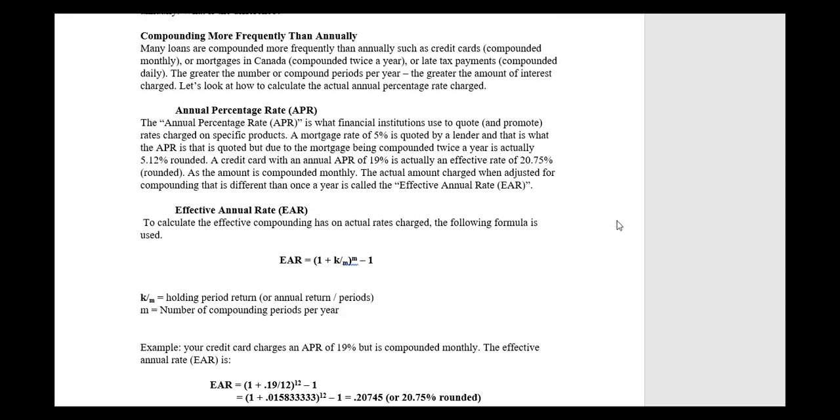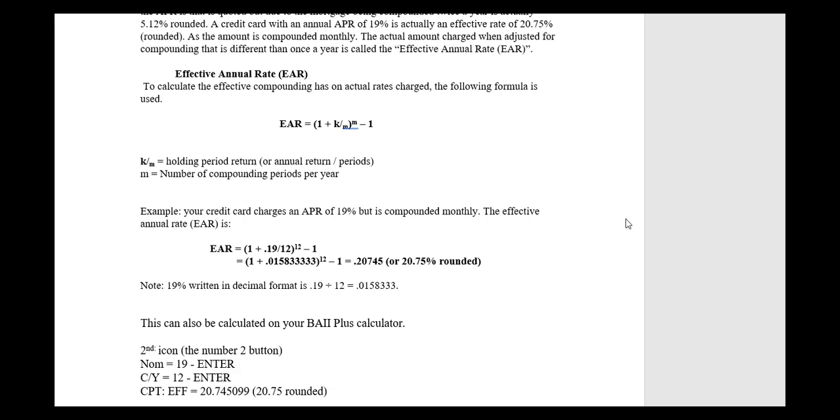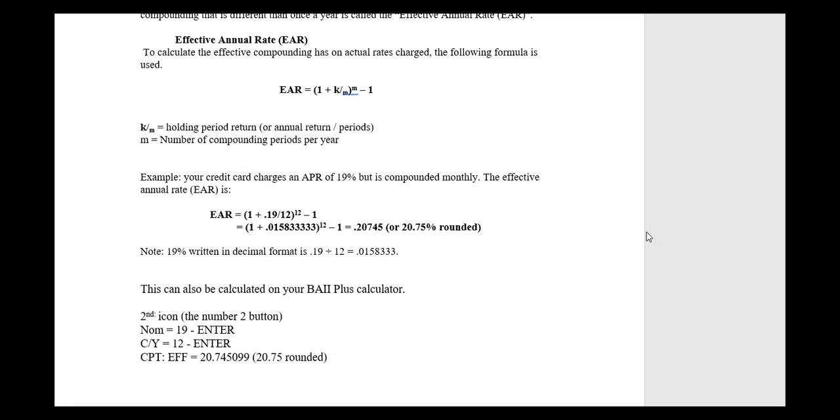Then we're looking at compounding more frequently than annually and how to calculate the effective annual rate. And the example here in the notes is looking at a credit card that charges an annual rate of 19%, but it's compounded monthly. So how do we calculate the effective annual rate? Well, we'll do that again on the calculator just to be sure.